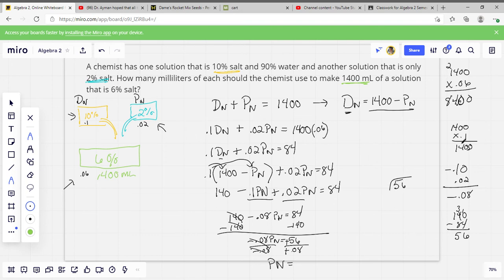56 divided by 0.08. Move my decimal 1, 2. Move my decimal 2 here. 7 times 8 is 56. Bring up those zeros. 700. So that means my PN is 700 milliliters.